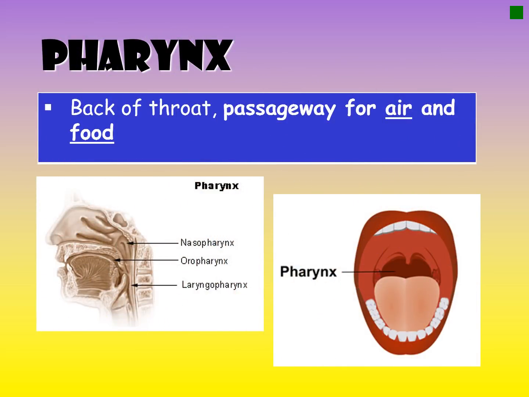Next on the list is the pharynx. Look on the left of your paper. Basically, the pharynx is just the fancy science word for the back of your throat. So it's a passageway for both air and food. When you swallow something, it passes through this region. And you've got a few other things back there, your uvula, your tonsils.